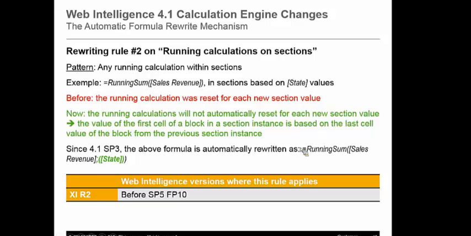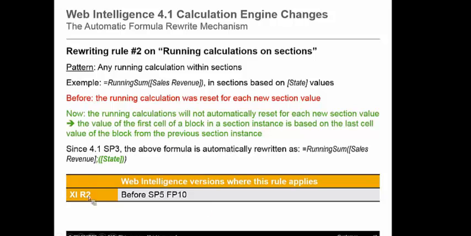But for those documents where we had a different behavior, we rewrite or modify the formula so that it will reset again on each new value of the section state here. And so it's very simple to do, just to have the state as the reset context here, so that the running sum will reset every time we have a new value for the dimension state. And so this rule is applied on a very old version of Webi, which is XIR2.